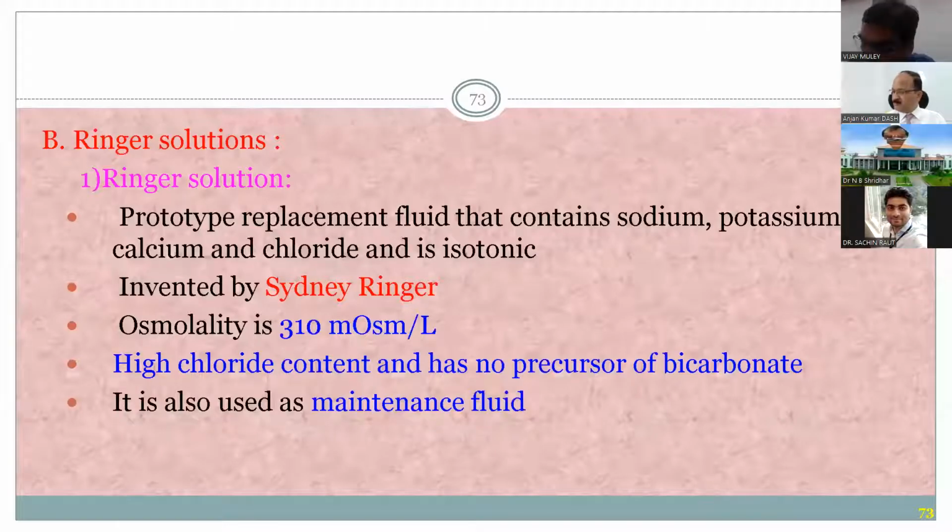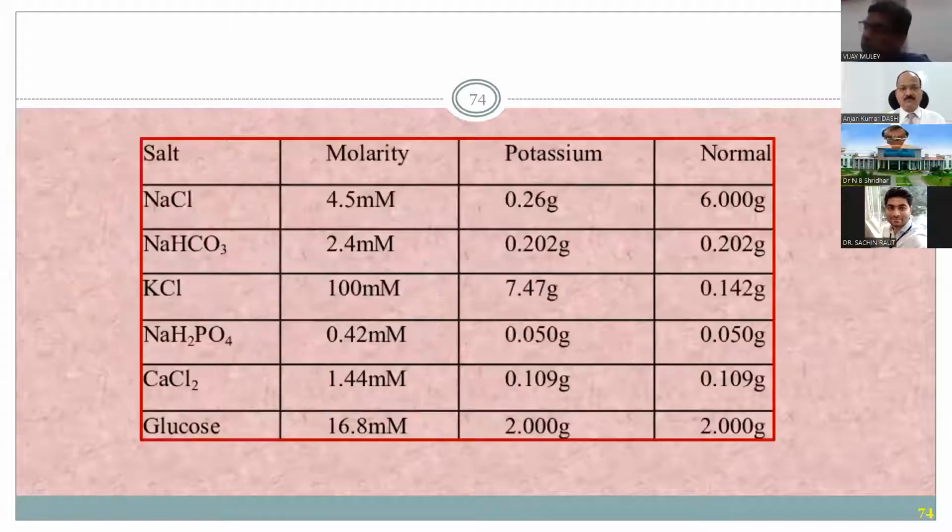And Ringer solutions, you might have heard, different types of Ringer solutions are also available. The Ringer solution is the prototype replacement fluid that contains sodium, potassium, calcium and chloride, and is isotonic. It was invented by Sydney Ringer, which is why it is called Ringer's solution. Its osmolality is 310 mOsm per liter, and with high chloride content and no precursor of bicarbonate in the simple Ringer's solution, it is used as a maintenance fluid.